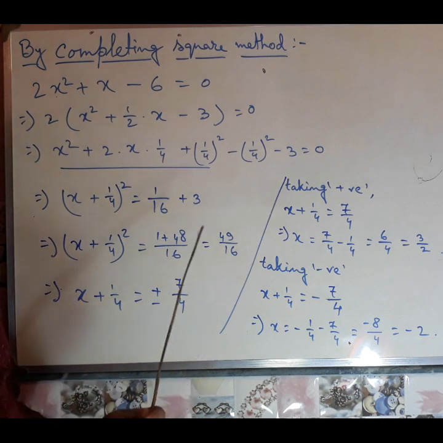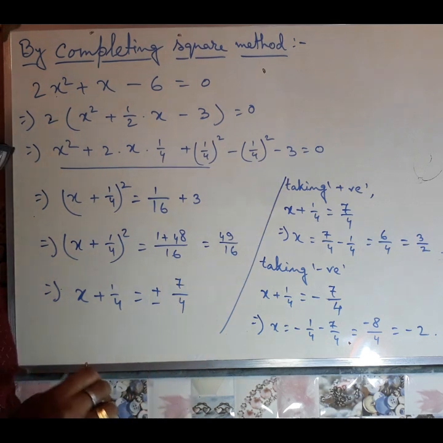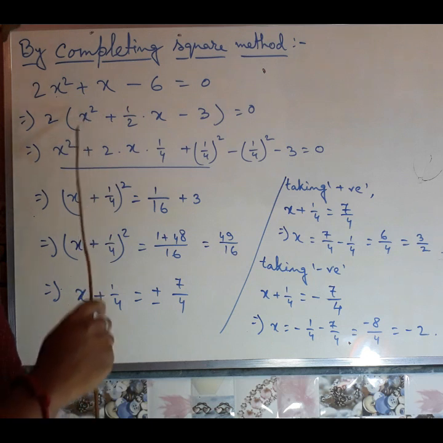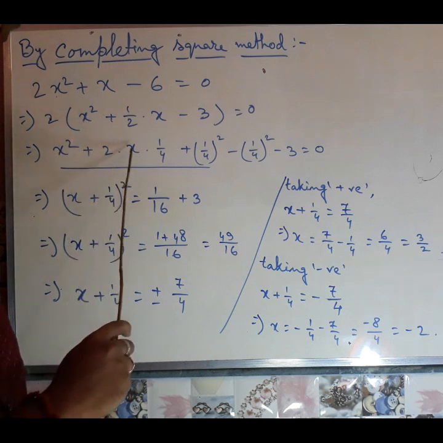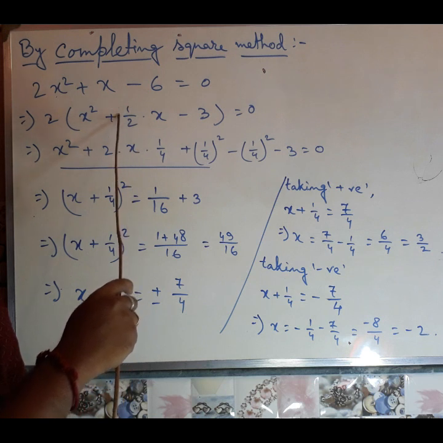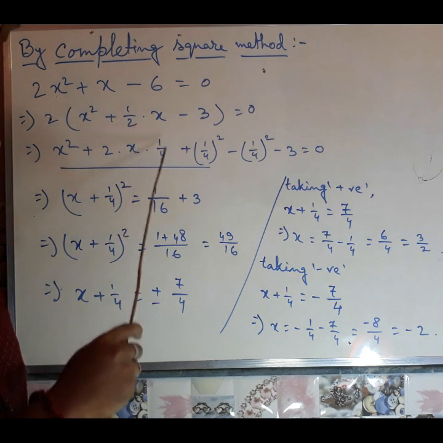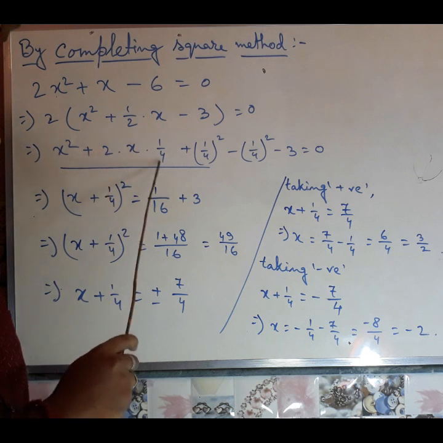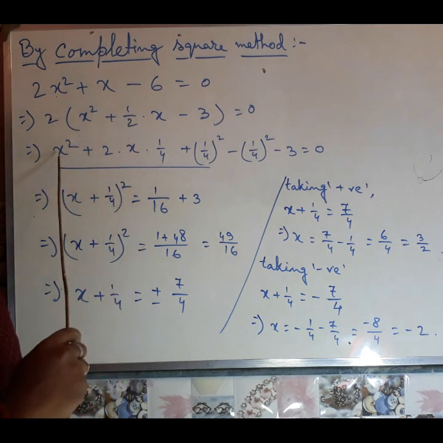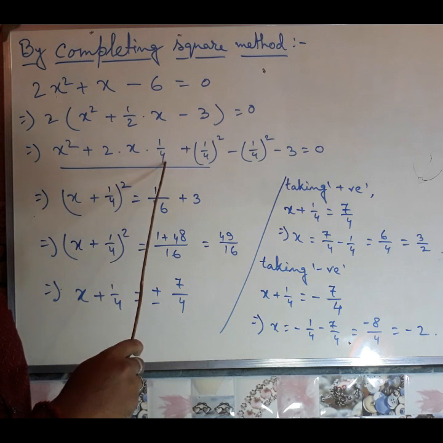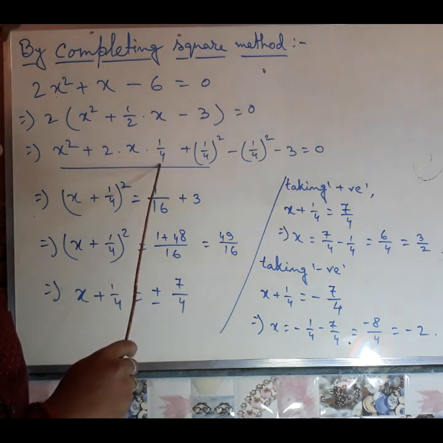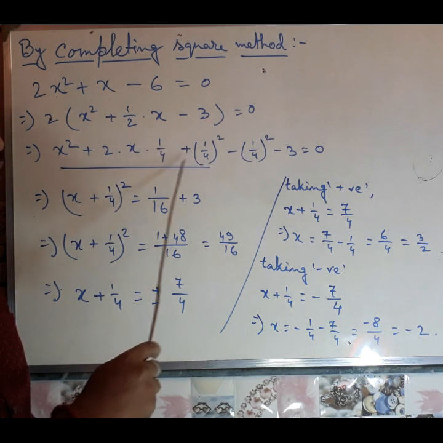What is a whole square form? a plus b whole square, that is a square plus 2ab plus b square, or a minus b whole square, that is a square minus 2ab plus b square. So, this one, x square plus 2 into x, what is this? This coefficient was 1 by 2. So, to make it same, you have to write here 1 by 4, because 1 by 4 into 2 will be 1 by 2. You see, a square plus 2ab, what is the b term here? 1 by 4. So, plus b square, that is 1 by 4 whole square.